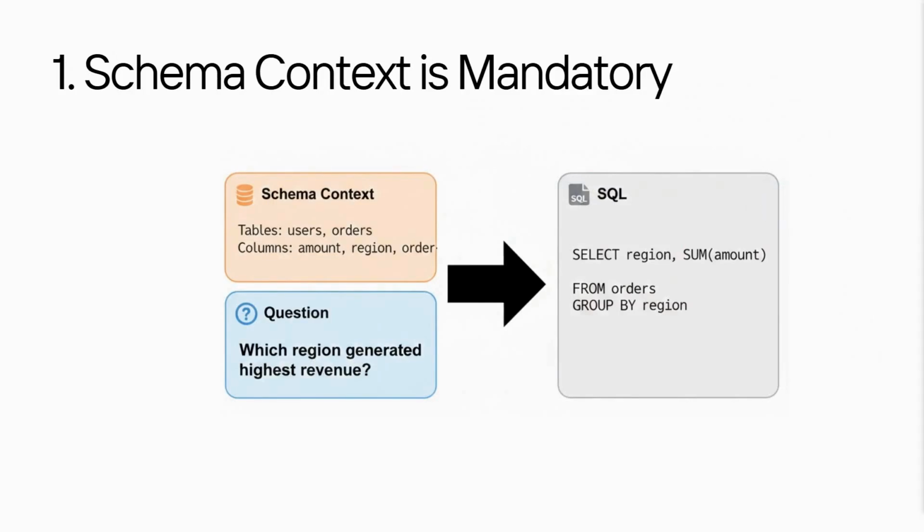To generate correct SQL, we must provide schema context. The LLM needs to know what tables exist, what columns exist, how tables are related. Without schema, it guesses. With schema context, it generates correct queries reliably. This is the first architectural rule of text-to-SQL systems.